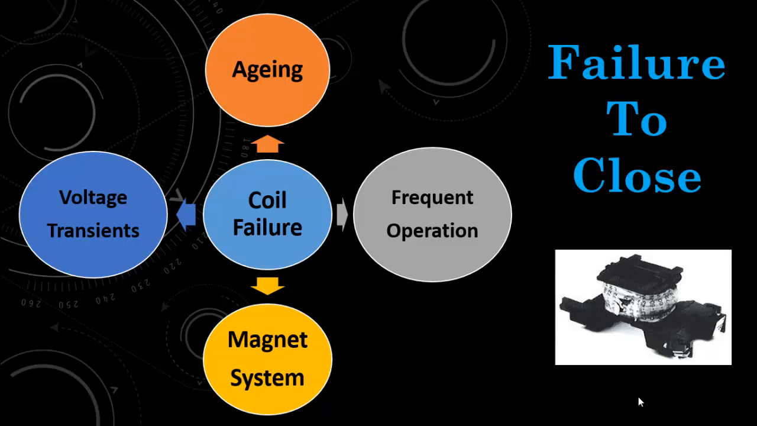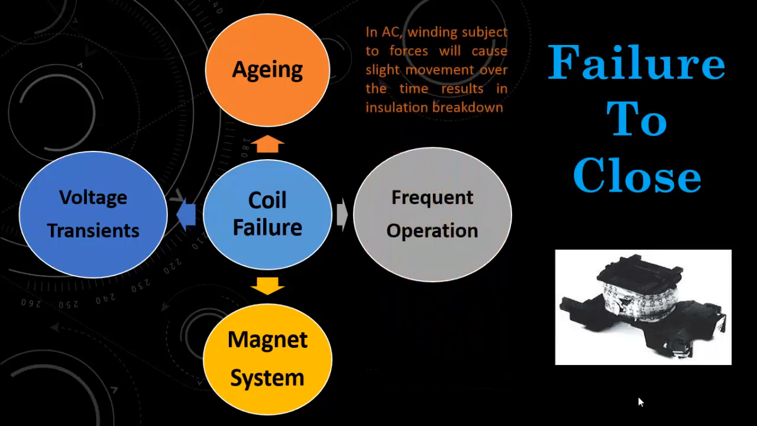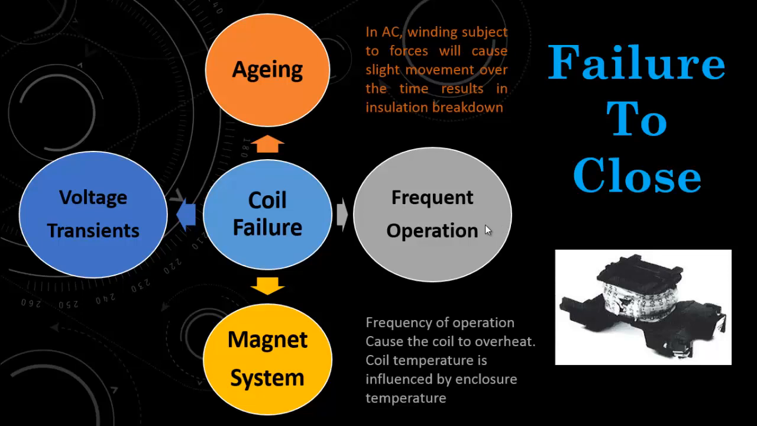The first one is whenever a contactor fails to close, the main reason always lies with the coil. That is, something bad happens with the coil. The first reason for coil failure is the aging problem. In AC applications, the windings are subject to forces which can cause very slight movement over time. Over a long period, any movement can result in sufficient damage to the coil to cause an insulation breakdown.